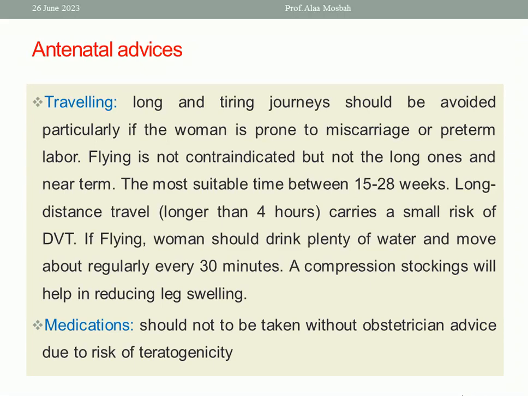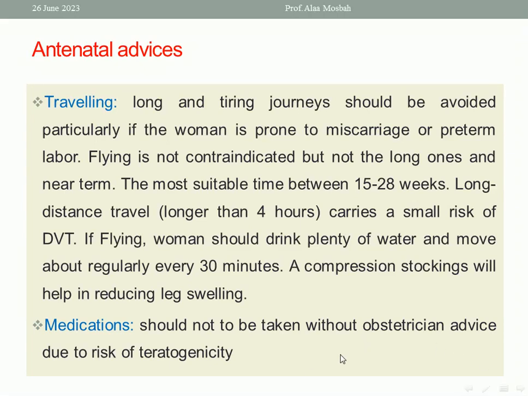Long distance travel, longer than 4 hours, carries a small risk of DVT. So how can I protect the lady from DVT during flying of this longer journey? Women should drink plenty of water and move about regularly every 30 minutes. If she can do that, it's very nice. Also, she can use a compression stocking, which helps in reducing leg swelling and DVT.